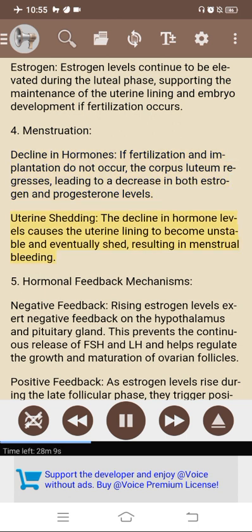Uterine shedding. The decline in hormone levels causes the uterine lining to become unstable and eventually shed, resulting in menstrual bleeding. 5. Hormonal feedback mechanisms. Negative feedback. Rising estrogen levels exert negative feedback on the hypothalamus and pituitary gland.